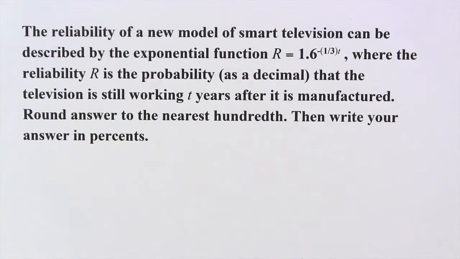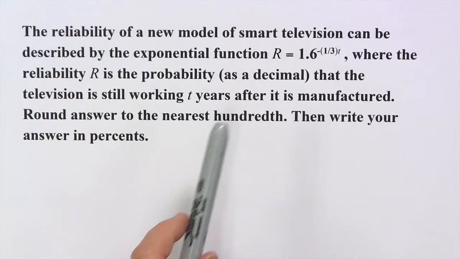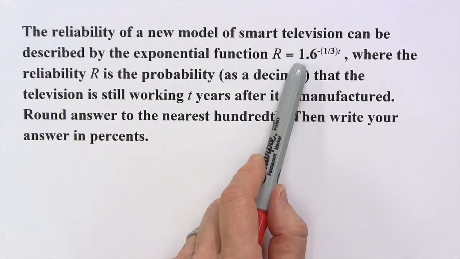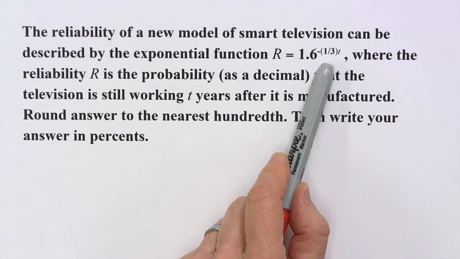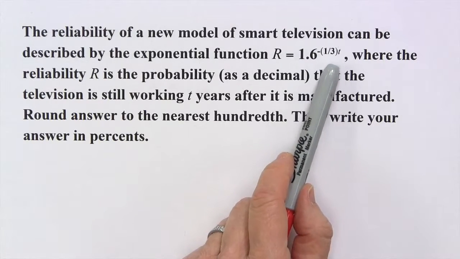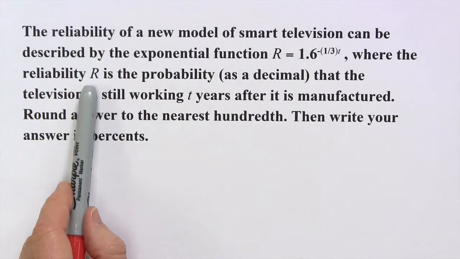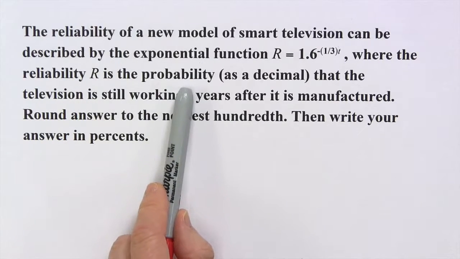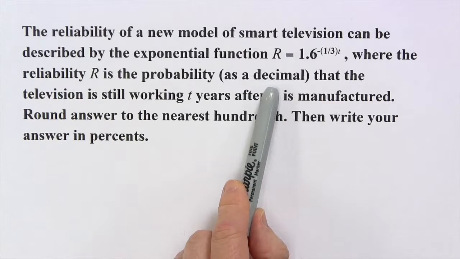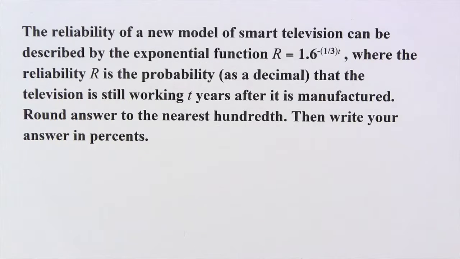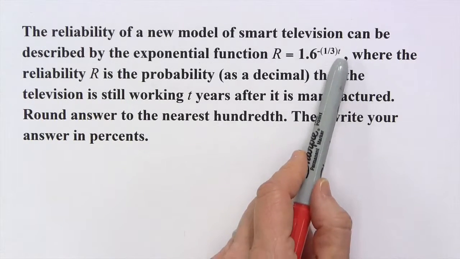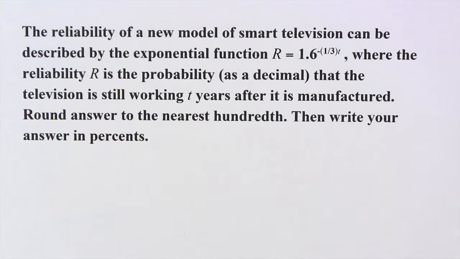The reliability of a new model of smart television can be described by the exponential function r equals 1 6/10 raised to a power of -1/3 times t, where the reliability r is the probability as a decimal that the television is still working t years after it is manufactured.